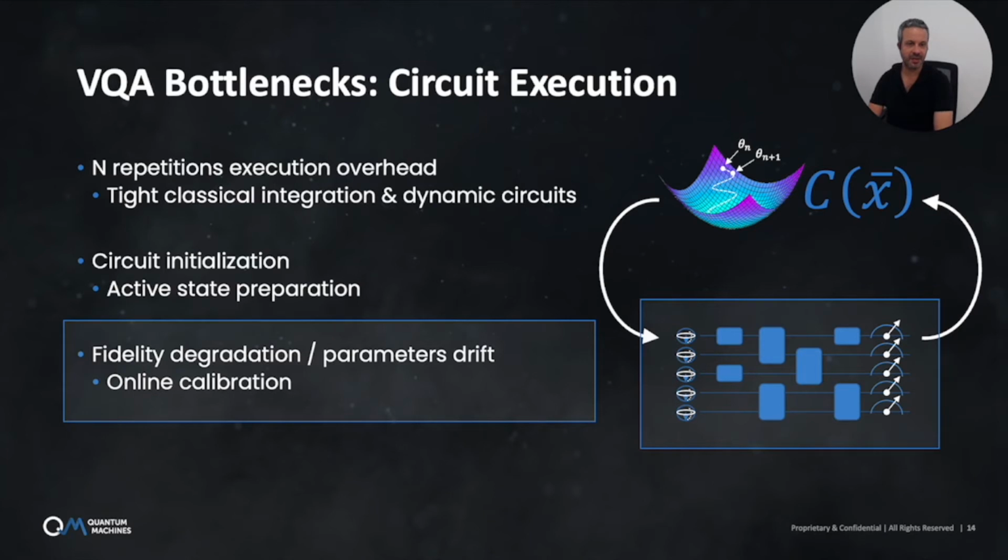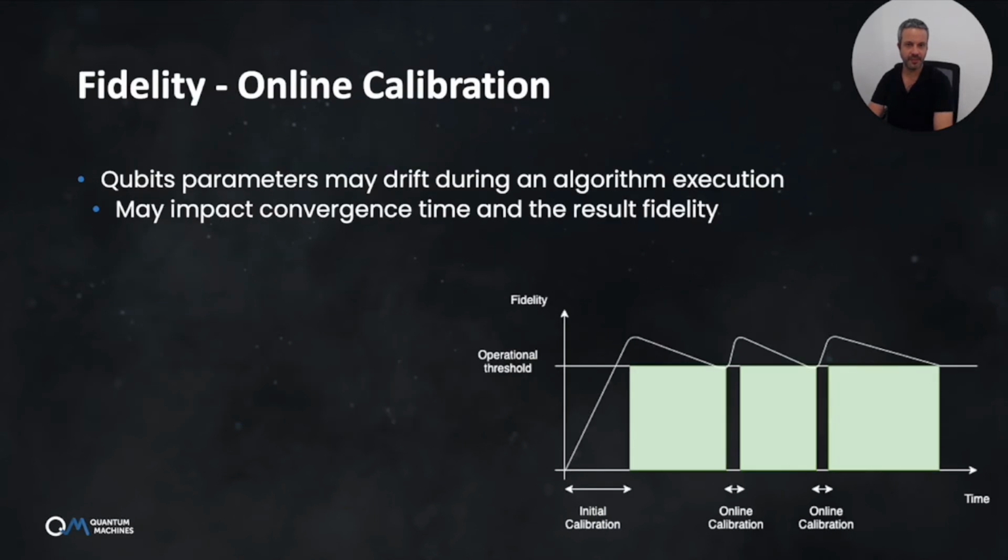The next bottleneck to consider is fidelity degradation due to parameter drift. Qubit parameters may drift during algorithm execution. Even though VQAs may have noise resiliency, the parameter drift may impact convergence time and the result fidelity. By monitoring the qubit parameters and performing fast calibration corrections, we can maintain high fidelity with a minimal time overhead.